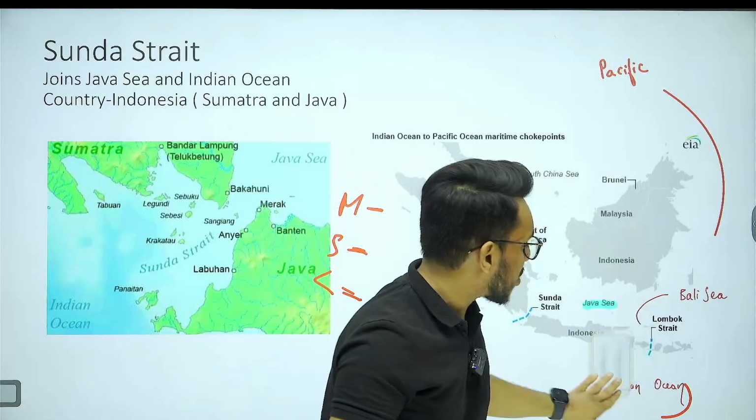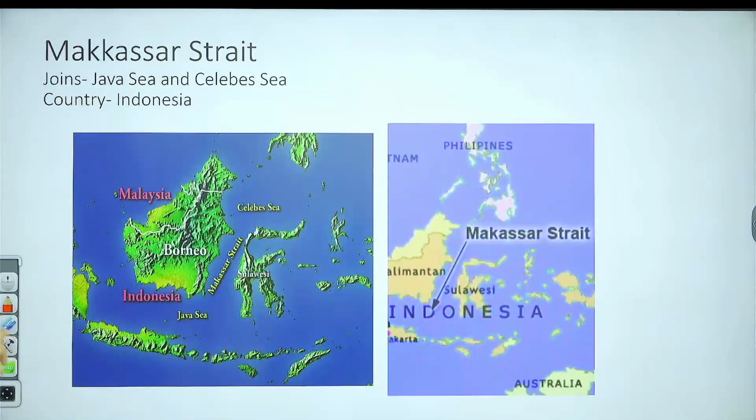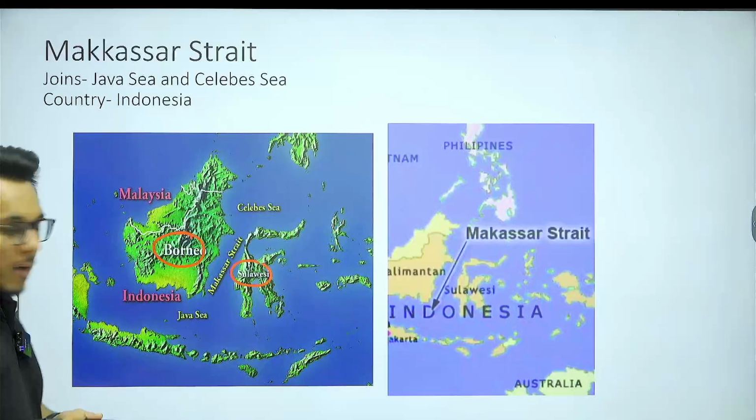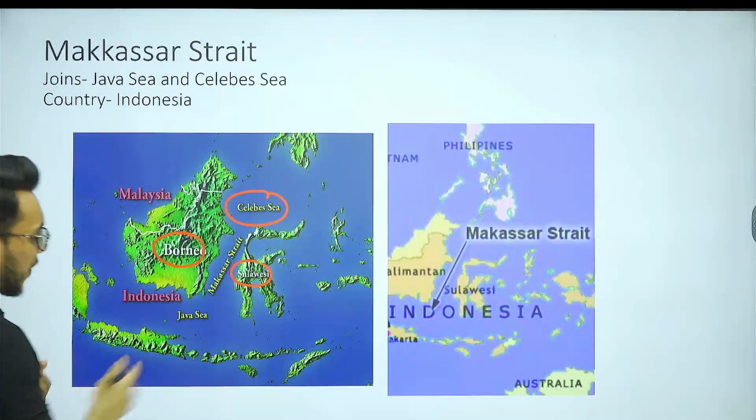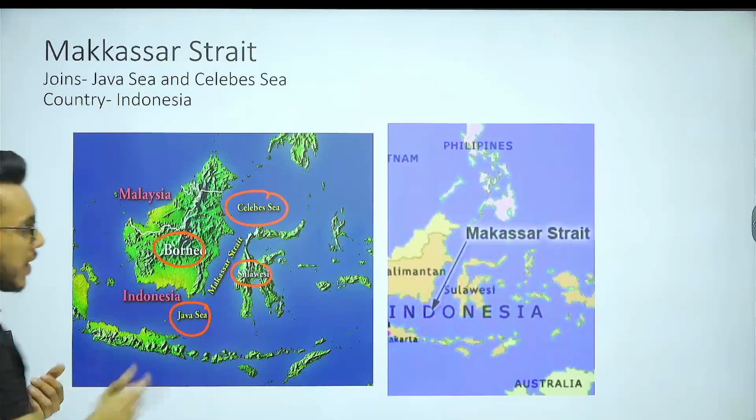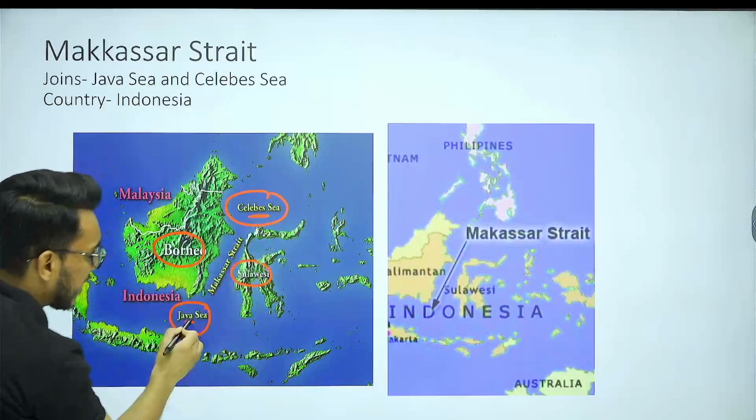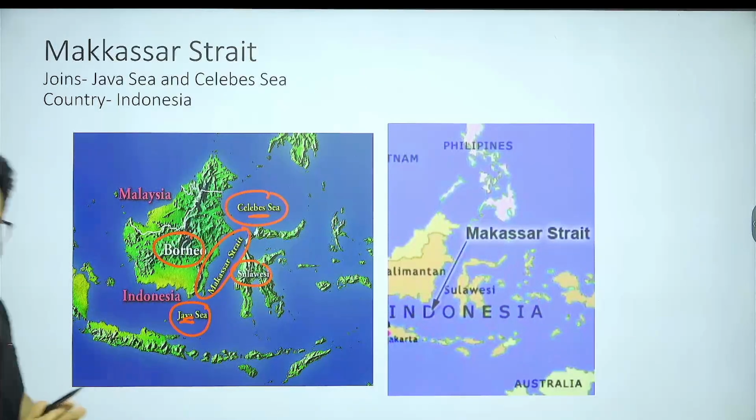Now, guys, there is one more strait that we have here. That is Makassar Strait. Now, Makassar Strait is between Borneo and Sulawesi Island. Okay. Now, if you see, the Celebes Sea is there in the north, the Java Sea is there in the south. And the Celebes Sea and Java Sea are connected by this Makassar Strait.